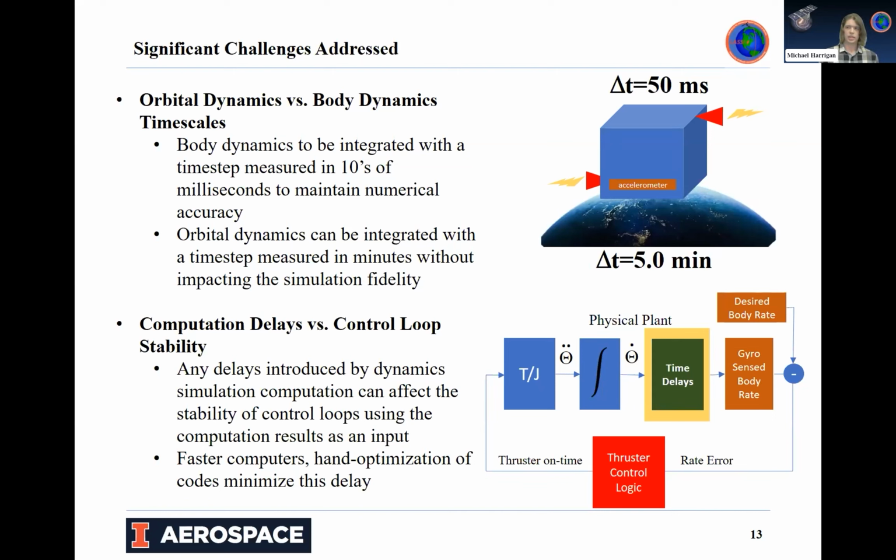Body dynamics: one of the significant challenges that we encounter is that body dynamics like to be modeled on the order of tens of milliseconds to maintain numerical accuracy, while the orbital dynamics can be integrated on a much larger time step. Finding a balance between these two is one of the challenges we encounter.